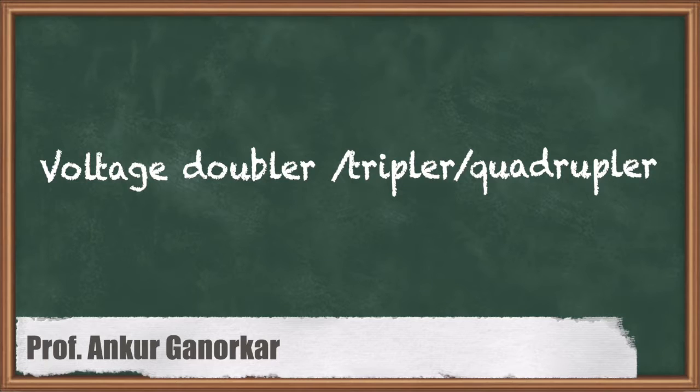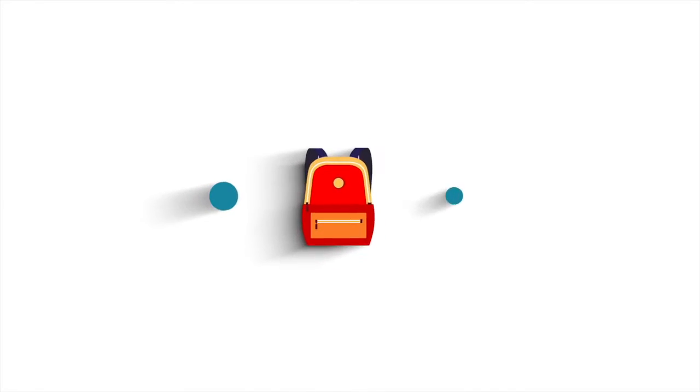We are going to continue with the topic of diodes, and in diodes now we are going to specifically discuss today voltage doubler, tripler and quadruplers. In the previous sessions we have seen clippers and clamper circuits. So let's start with now voltage doubler, tripler and quadrupler.